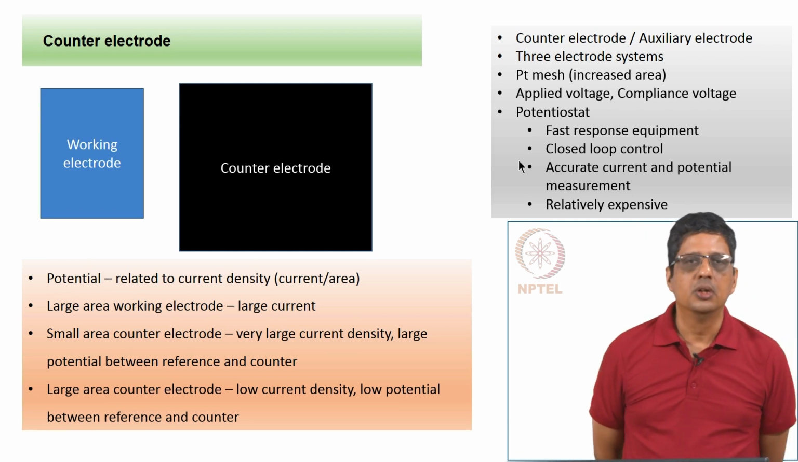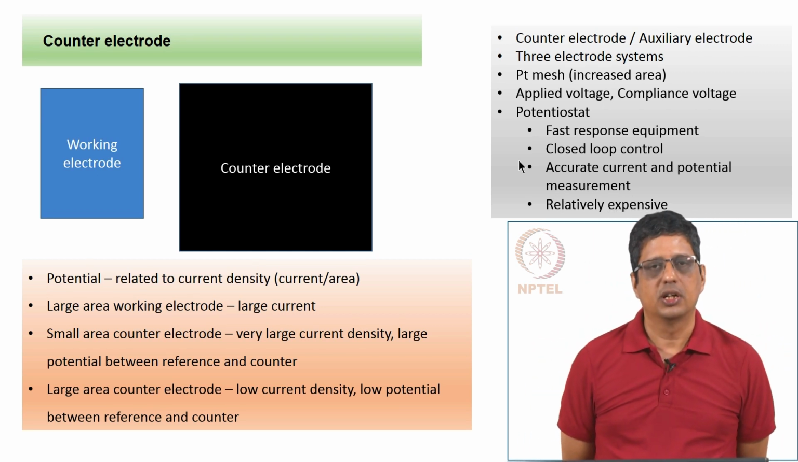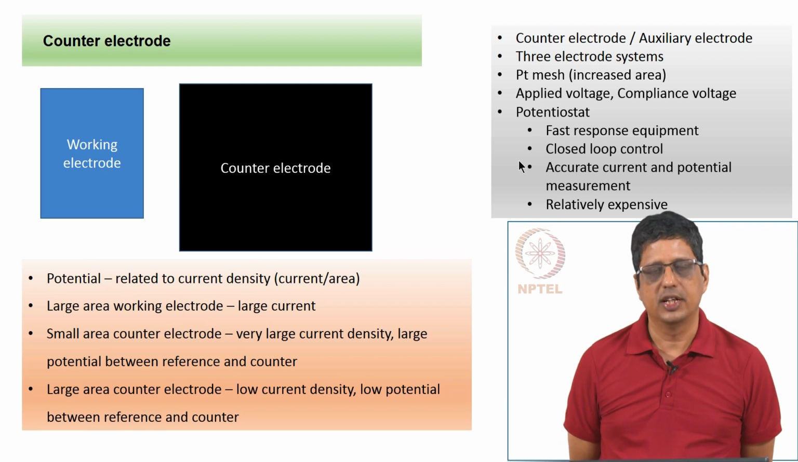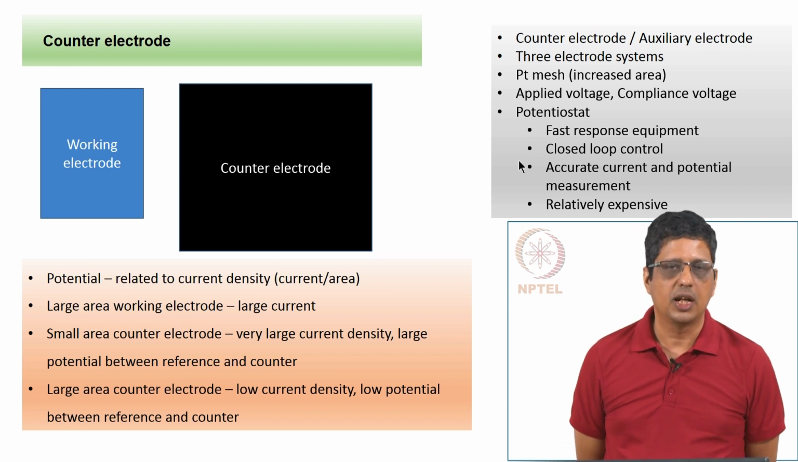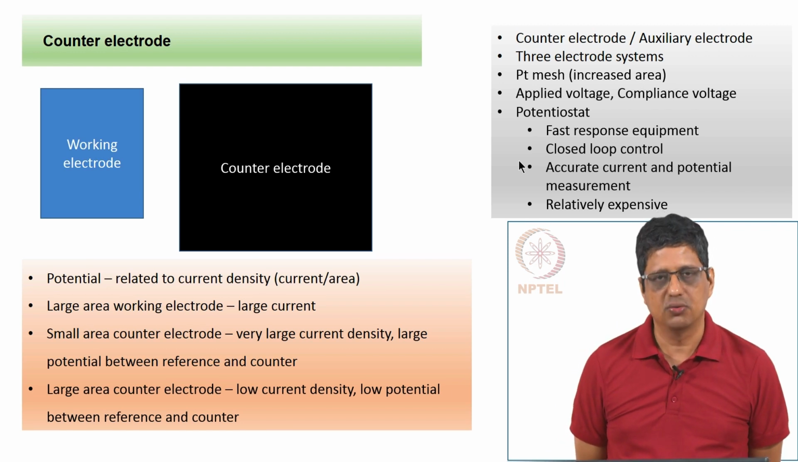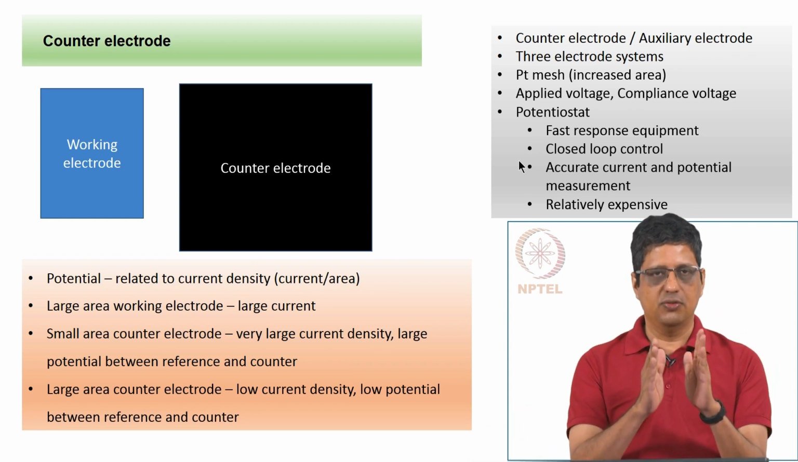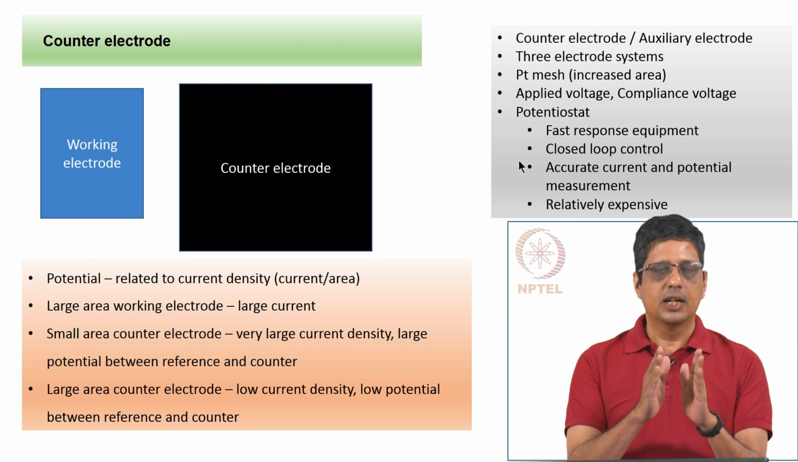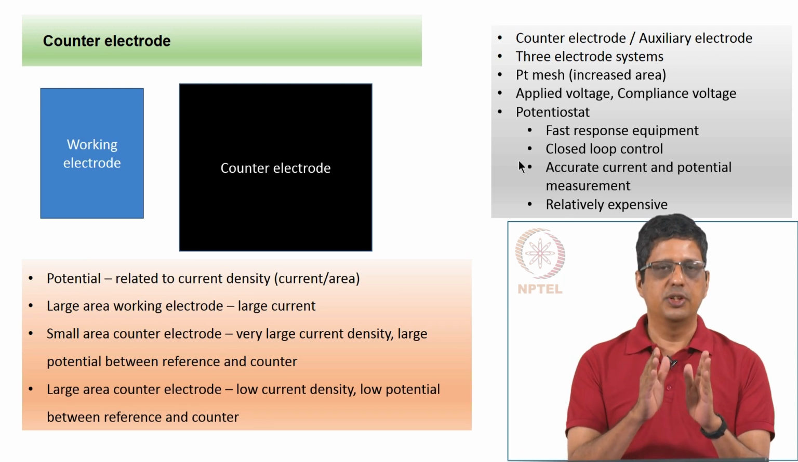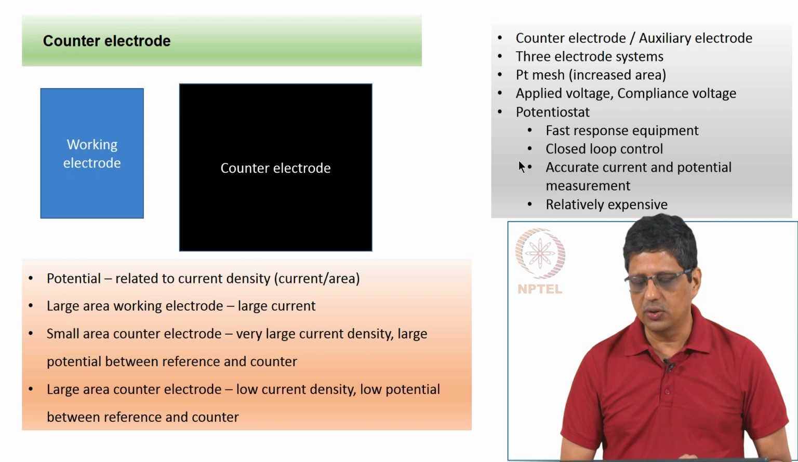Okay. When you buy an instrument or when you look at the specification of an instrument, it gives you what is called applied voltage range and a compliance voltage range. Applied voltage tells the voltage between the reference and working. Okay. Compliance tells the voltage between counter and the working electrode.